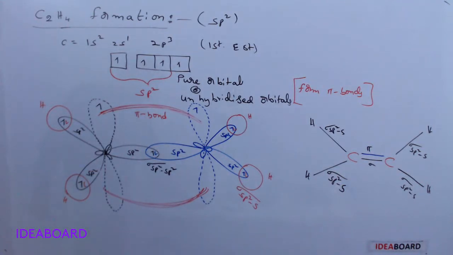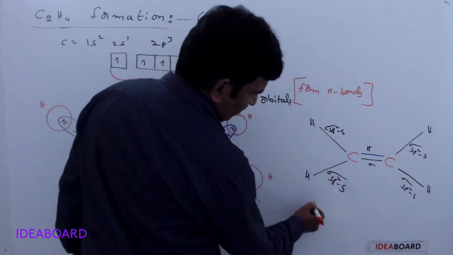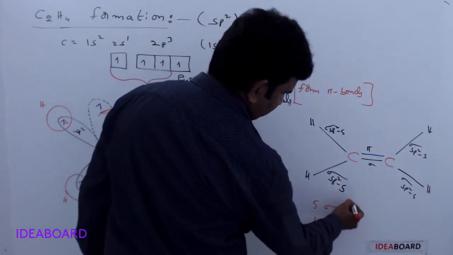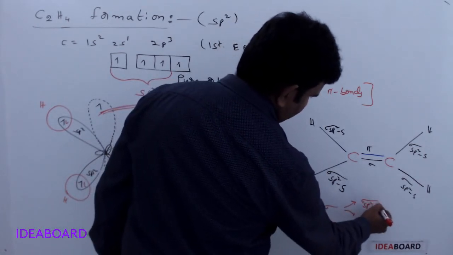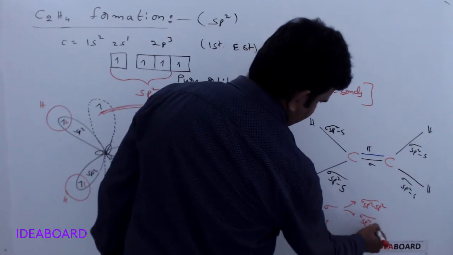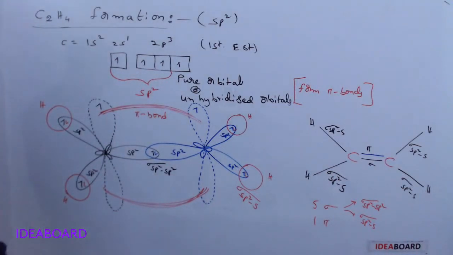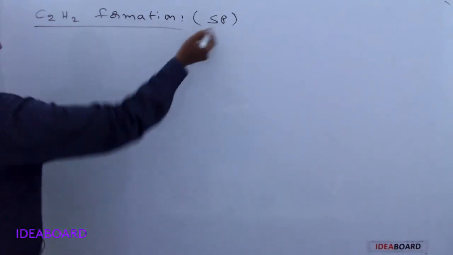So in C2H4, totally 5 sigma bonds and 1 pi bond are present. Of these 5 sigma bonds, one is sigma sp2 sp2. The remaining are sigma sp2 s bonds. Okay. The next one is C2H2 formation.